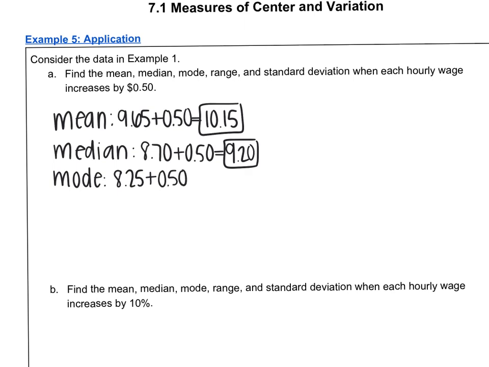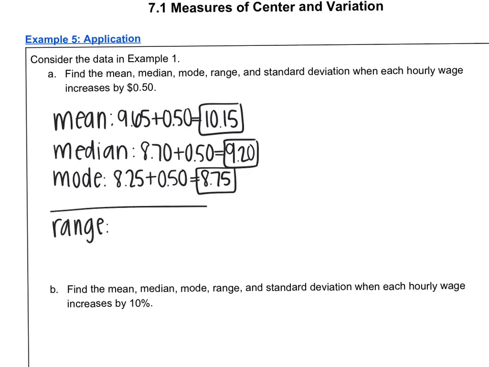I can add 50 cents, that's $8.75. What I won't change is the range and standard deviation. Think about the range. It's subtracting the lowest value from the highest value. Well, the highest value is changing by 50 cents and the lowest value is changing by 50 cents. They're both changing. The difference between the two doesn't change. So the range should be the same.